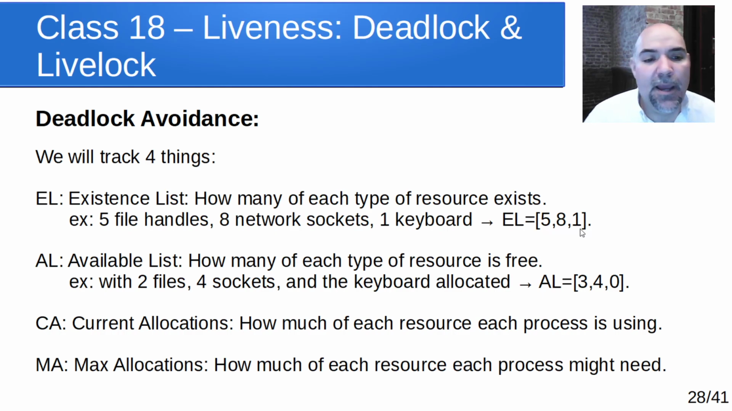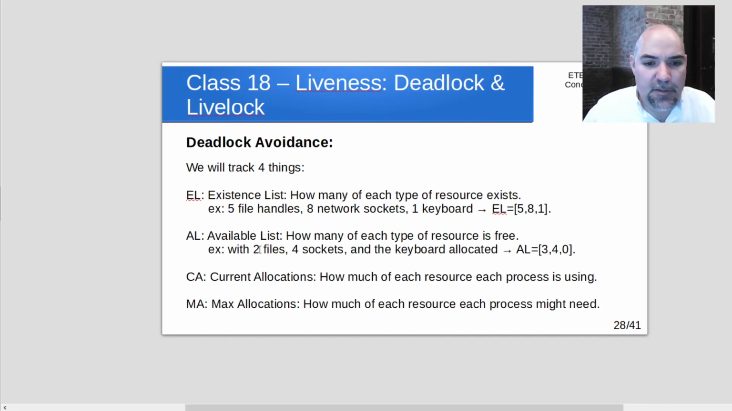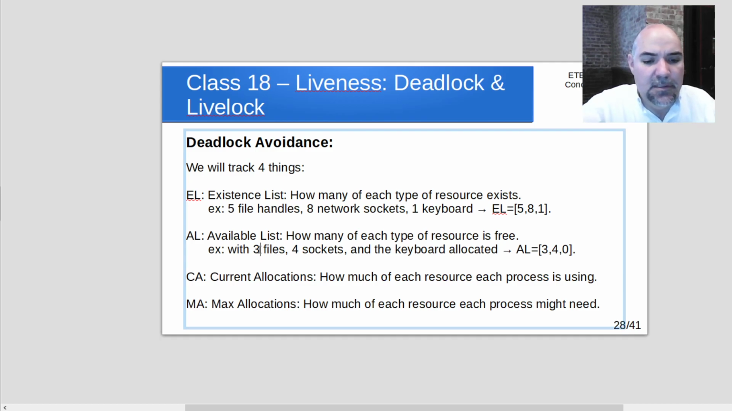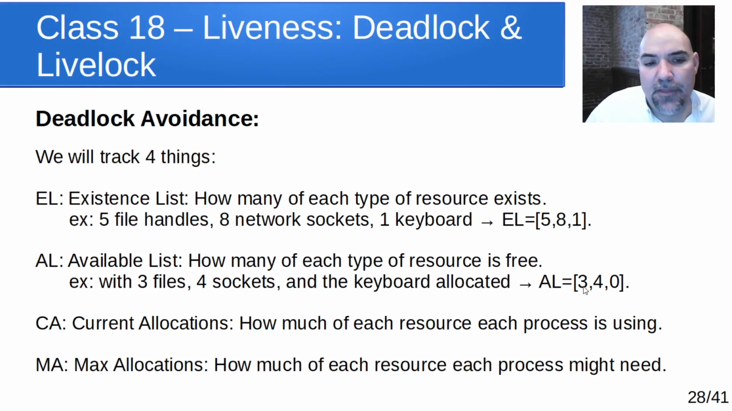and the quantity available is the number in there. AL is the available list, and that's stating how many of each type of resource is free, how many are available right now. So the existence list is how many total exist. The available list is how many are available. So in this case, 340 means there are 3 files still available. And this is a typo here. This should say, let me change that to a 3 to match what it says there. So this is saying I've got 3 file handles available, I've got 4 network sockets available, and no keyboard. Somebody's already using the keyboard.